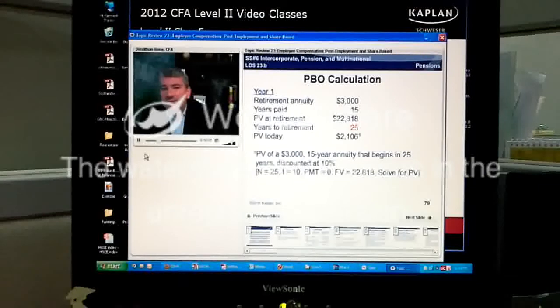So what we need to do is take that 22,818 and discount it back for 25 years. So we're going to enter 22,818 as the future value. N is going to be 25, IY is going to be 10, and we're going to compute present value. And that gives us the present value today of 2,106, which of course is the PBO.